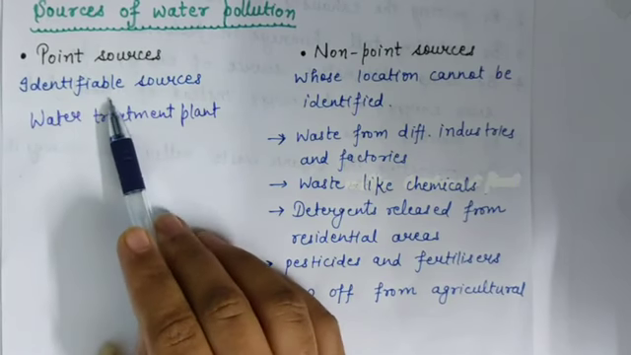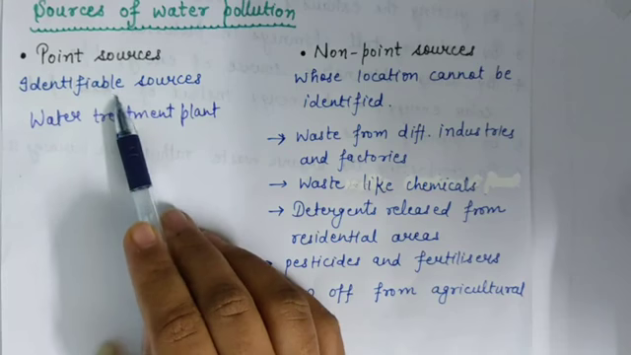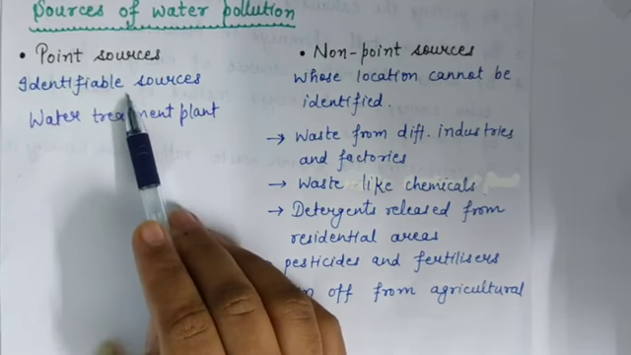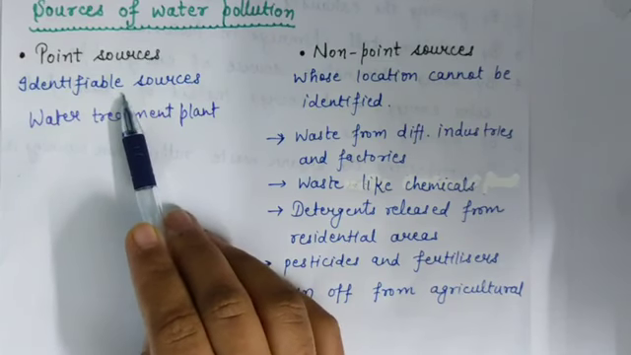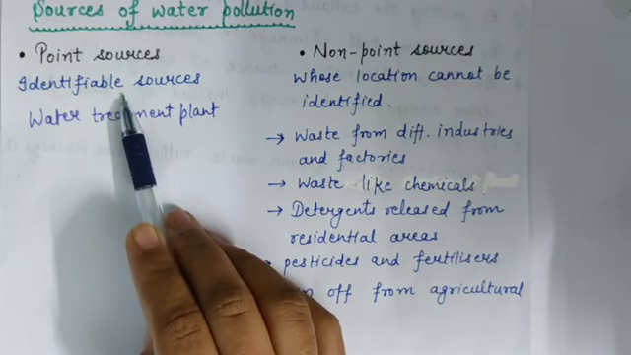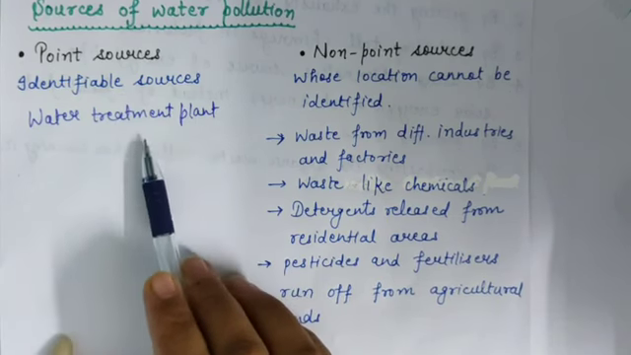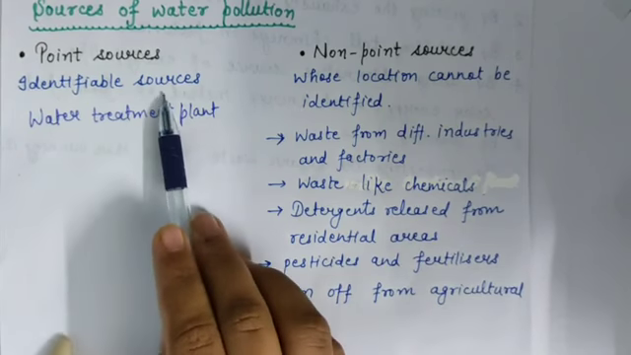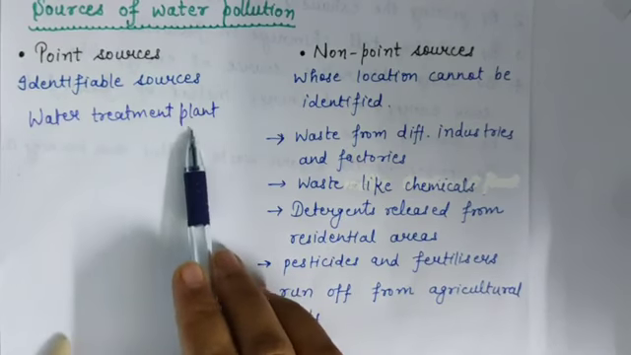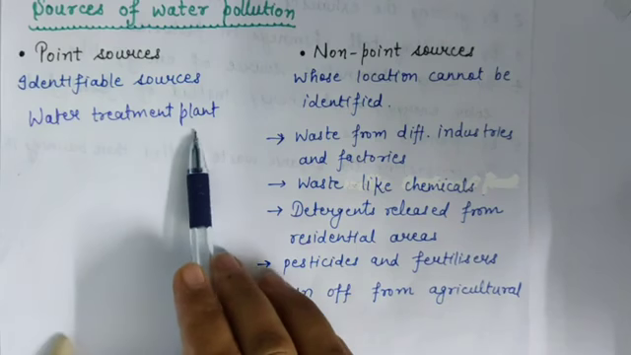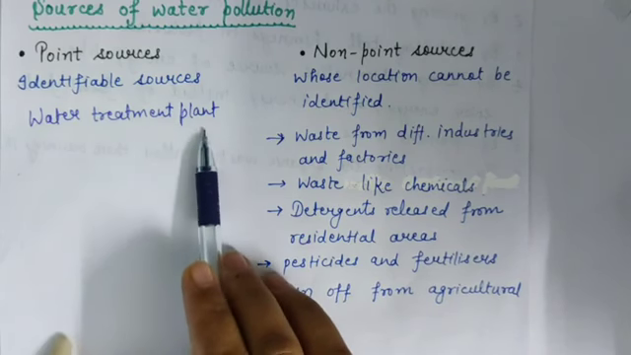It means what? The point sources discharge their pollutants or waste at a certain location. Means we can easily identify at what point and where the pollutants come from. Like water treatment plant, it is an example of point source. In water treatment plant, we can easily identify from what point and from which location the pollutants come from.